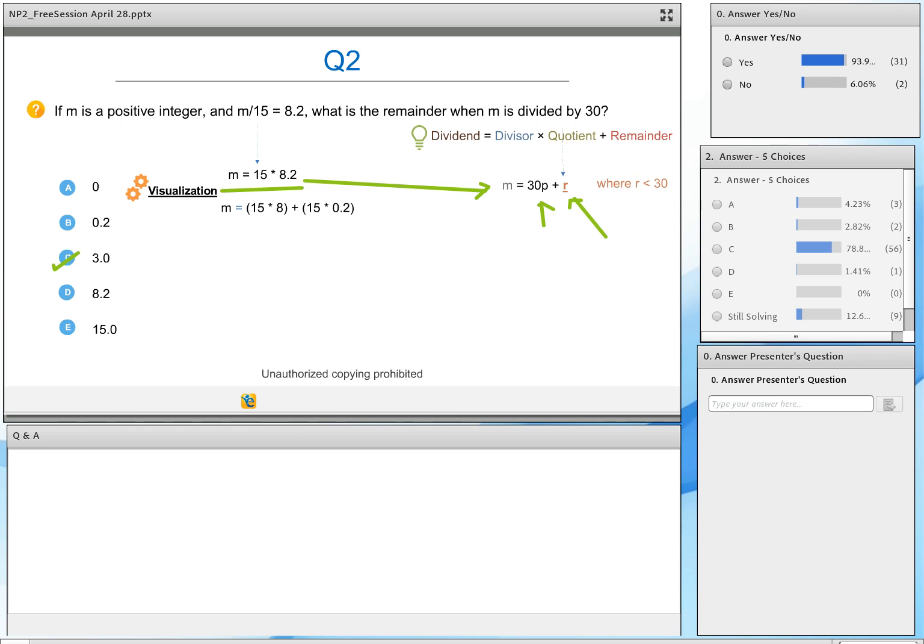So what I do is m is equal to 15 into 8 plus 15 into 0.2. So I rearrange the terms, and what I get is m is equal to 15 into 2 into 4 plus 3. So I'm simply rearranging the terms over here. So basically what I get is r is equal to 3, and that's my correct answer. So no calculations involved, simply visualization and rearrangement of terms. That's what is needed to solve such questions.